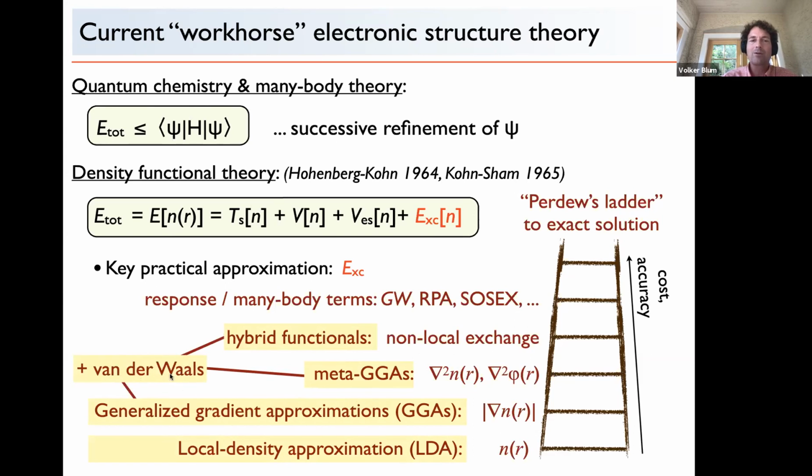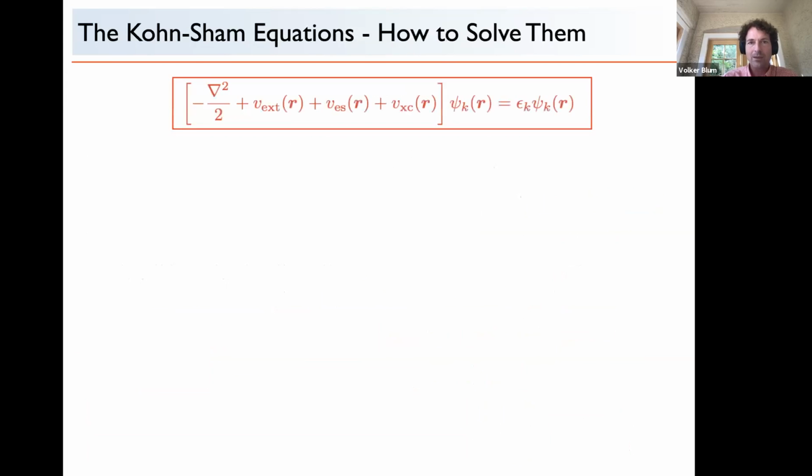And so you have to add them on in some form. And we also know how to do this when various methods that are precise and accurate are implemented in FHI-aims as well. All right, how to solve the Kohn-Sham equations. Here are the equations again.